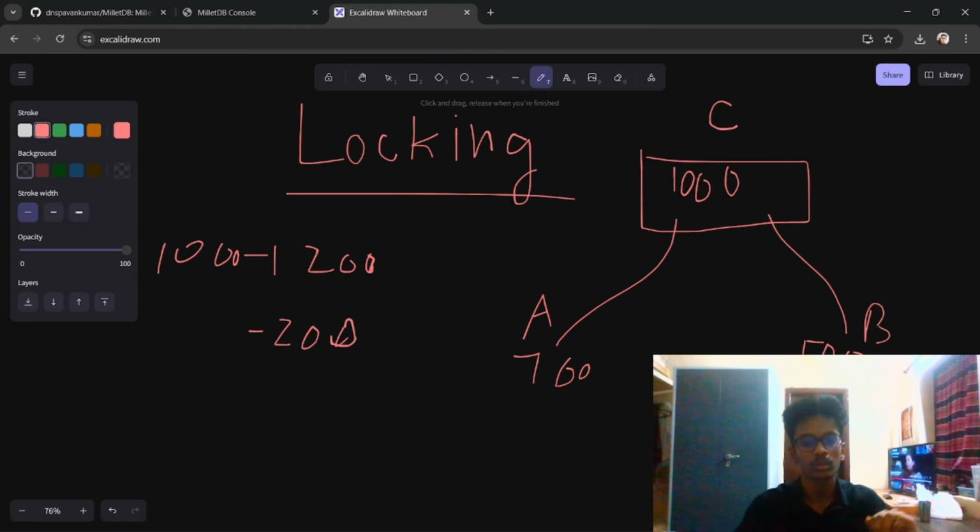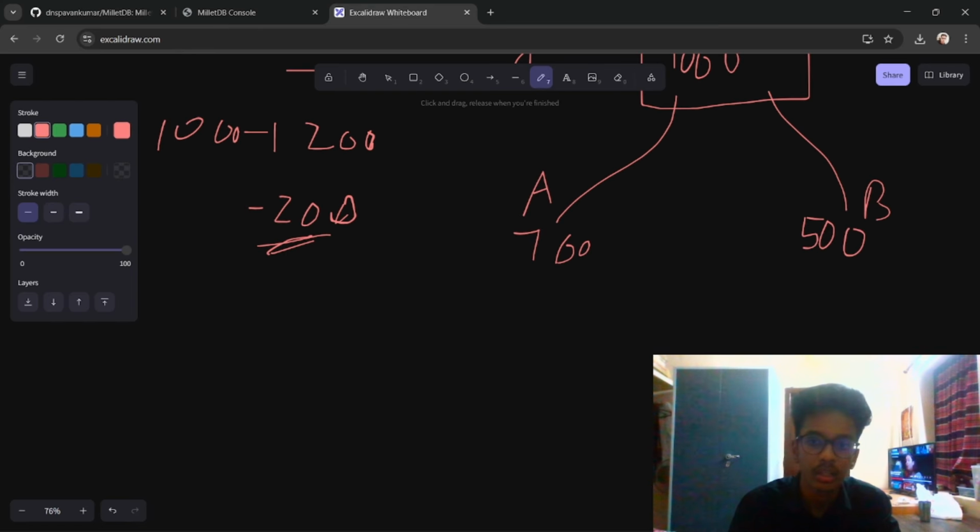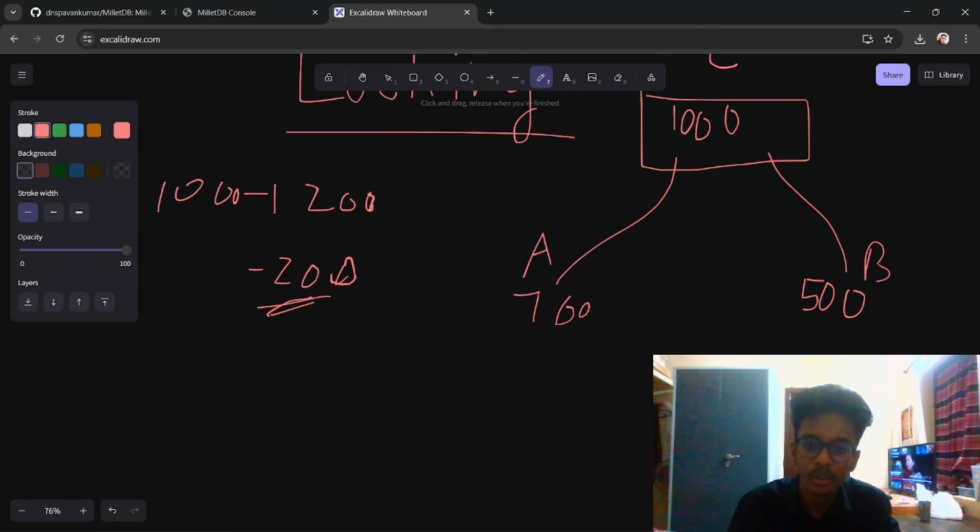So what's the expected outcome? What would you expect? If A checks balance, he should see minus 200 as the balance. If B checks balance, minus 200 is the balance. But is that what both people see? No. A sees 1000 minus 700, 300, if he checks the balance now, if locking didn't exist. So he sees 300 as the balance, which is wrong. And this guy sees 500 as the balance, which is also wrong.